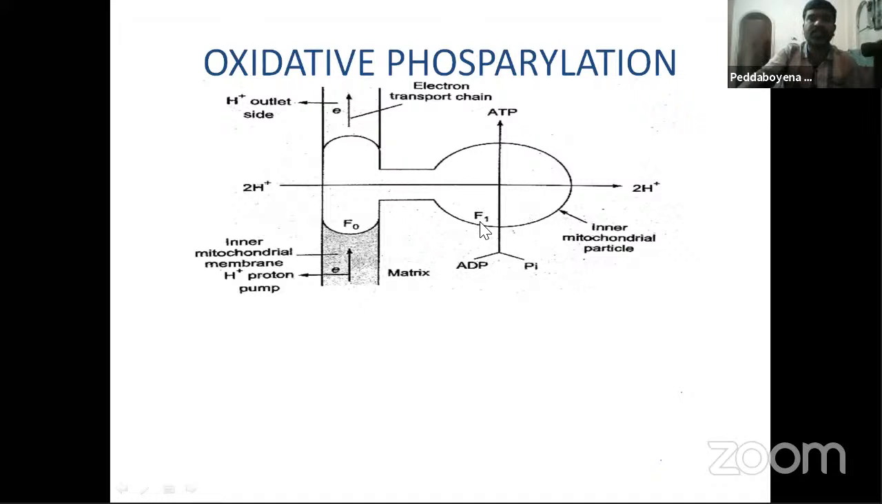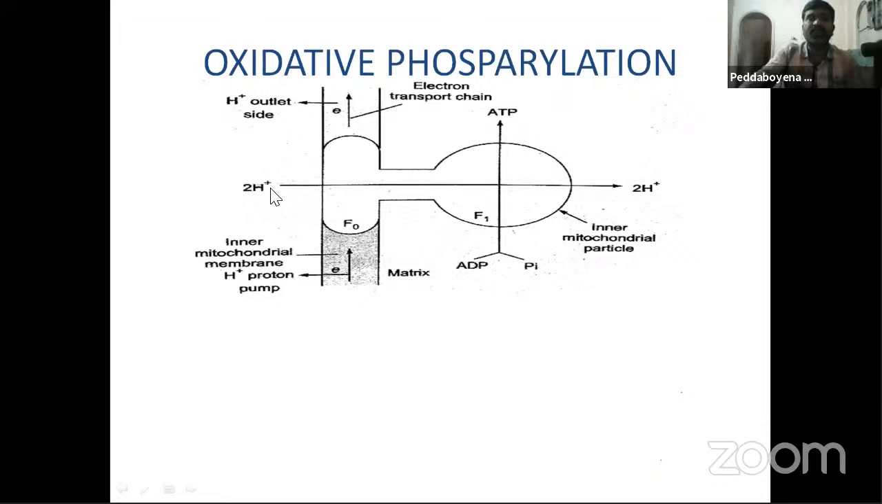Then the protons are transferred to the head part, the F1 part. When the protons are transferred through the F0 part to the F1 part, the energy released by the protons is immediately utilized for adding the inorganic phosphate to the ADP. So the ADP, adenosine diphosphate, is combined with the inorganic phosphate, and here ATP is formed. It occurs in the presence of oxygen, so that's why it is called oxidative phosphorylation. This is the reason.